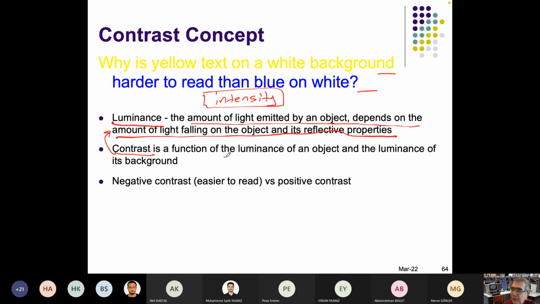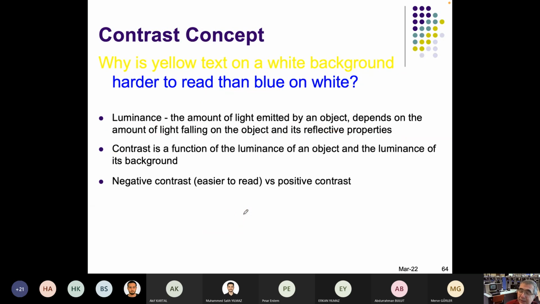Relative values of the luminance of an object and the luminance of the background. So background versus foreground in terms of intensity, light intensity, in terms of luminance, is called contrast. So contrast is one of the fundamental things in proper screen design.